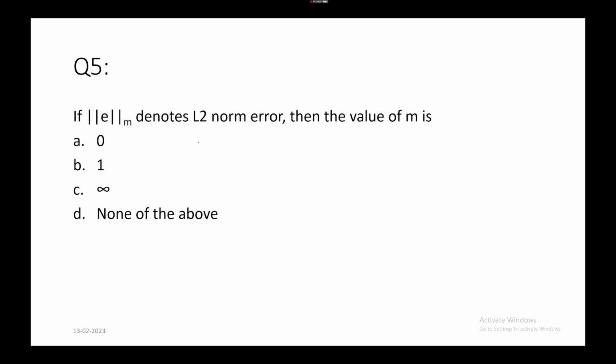Same thing. Actually I discussed the answer in the last question itself. If E_M denotes the L2 norm error, what is the value of M? Just now we saw the value of M for different errors, right? Can you guess now whether it's 0, 1, infinity or none of the above for the L2 norm?